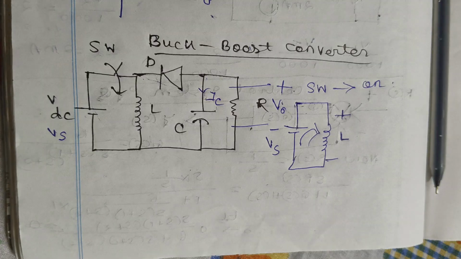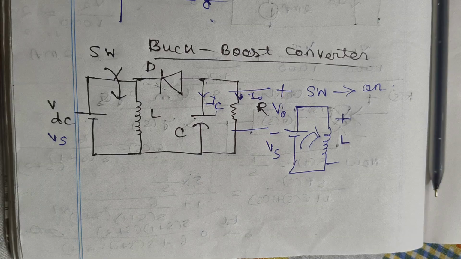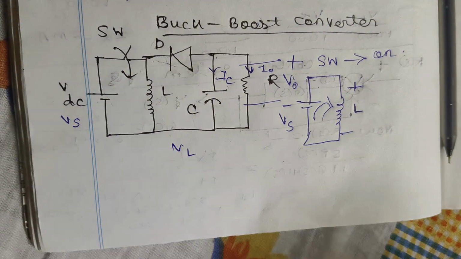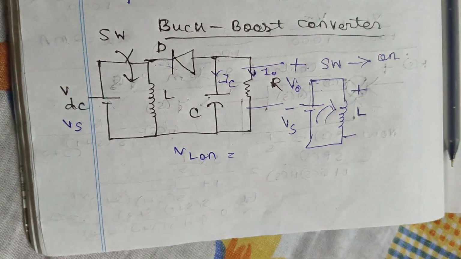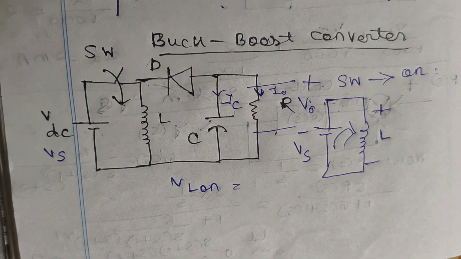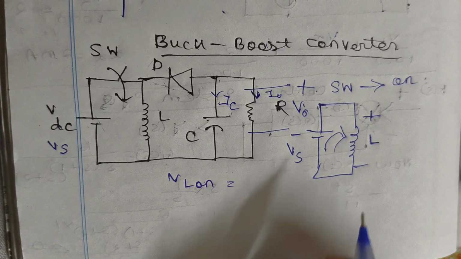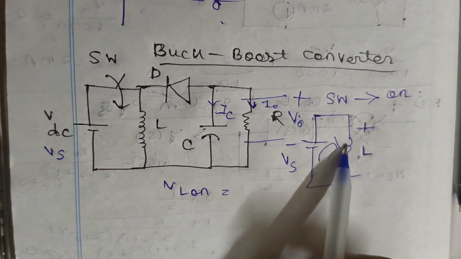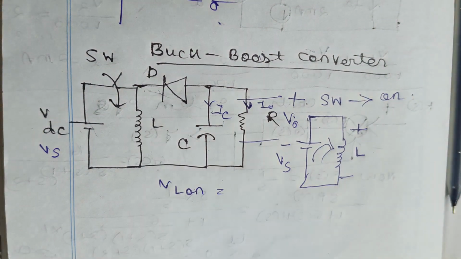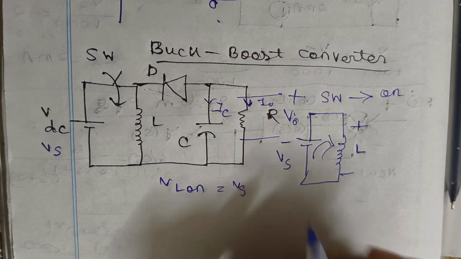Now the capacitor is previously charged, so the current that passes through the output, let us assume, is I0. As we discussed in the previous video, we have to find VL on, VL off, then IC on, IC off, and only then can we apply volt-second balance and ampere-second balance for the inductor and capacitor respectively. VL on means in the switch on condition, what is the voltage across the inductor? Simply by KVL, the voltage across the inductor will be the supply voltage, VS.